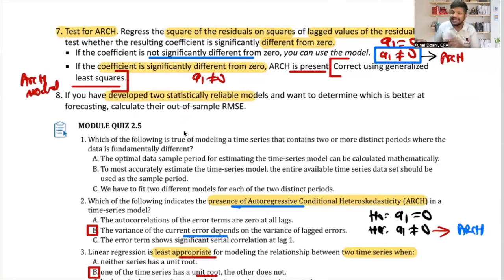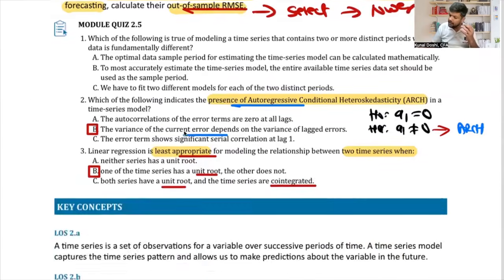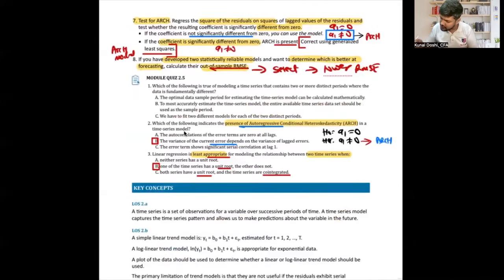If you have developed two statistically reliable models, X and Y, we want to determine which is better for forecasting. So guys, if you get the AR models from the software developers, you have to decide which one is better. You do the out of sample test and you calculate RMSE. The one which has lower RMSE, lower root mean square error, that is the model that we select. So we calculate the out of sample RMSE, and we select the one which has lower RMSE. Clear? Right?